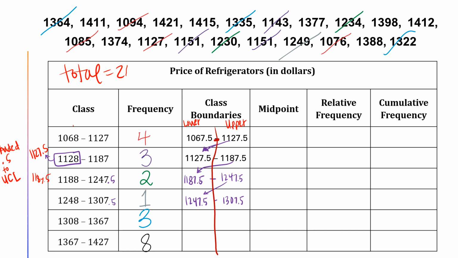All right, so again, this is transferring over, 1307.5. Add that 0.5, that's 1367.5. Drop that down, 1367.5. Add the 0.5, 1427.5. All right, so those are my class boundaries. Just erasing those. They're about to pop back up. I have them typed in there.